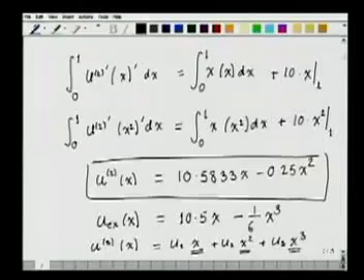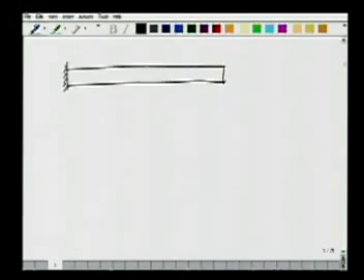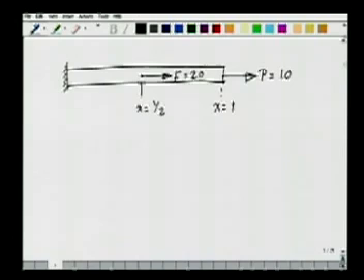Is this picture as rosy as what we have said using this example? The answer is no. So let us look at the second problem that we had posed. So here again we had said that P is 10 units. At this point, I am going to apply a concentrated load of size 20 units. This is the point x equal to half. This is the point x equal to 1. This is x equal to 0.